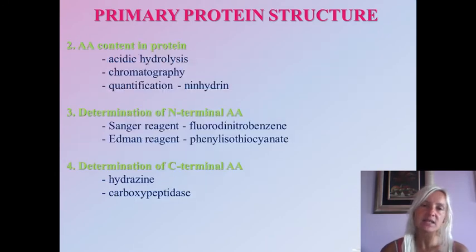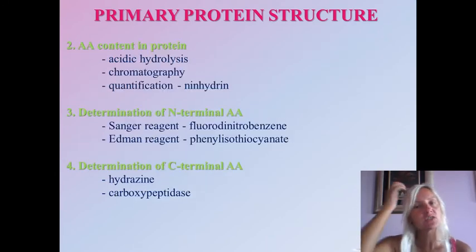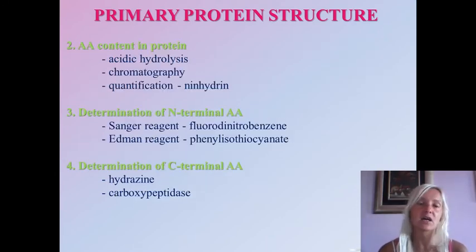The second stage of this determination is to determine the amino acid content in proteins. So first you have to break peptide bonds, subjecting them to acidic hydrolysis to get all amino acids separated from each other. And then you perform one analytical technique, which is called chromatography, to separate different types of amino acids from each other and to have them in, let's say, separate test tubes.